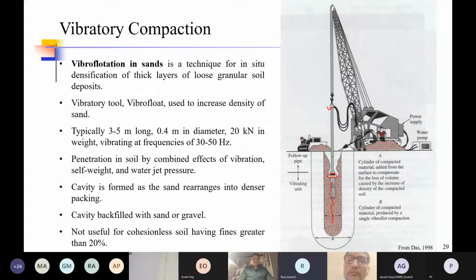Now in granular soil, what happens? Under these forces, the nearby sand starts getting compacted. And while the nearby sand starts getting compacted, a cavity gets generated here. That cavity gets backfilled with granular material, and you get a complete granular column created inside. So that's the use of Vibro flotation in sands.